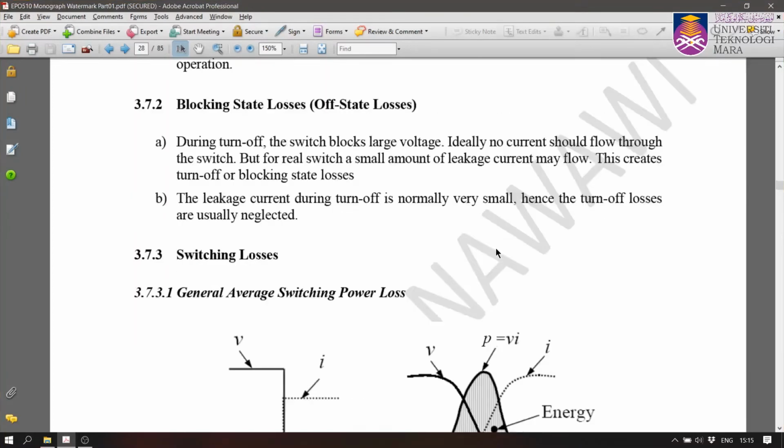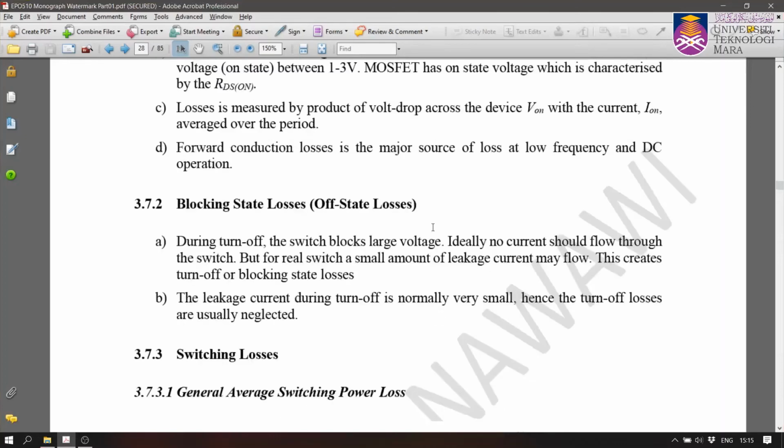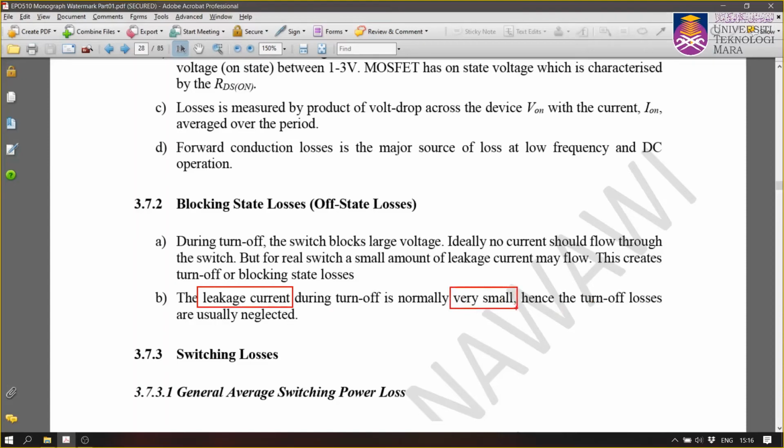Next, we have the blocking state losses. When the switch is turned off, it operates as an open circuit. Therefore, there will be no current flow through the device in the off state. But in practice, there is a small leakage current. That small leakage current multiplied by the voltage across it creates the turn off losses. And if you read about it, the turn off loss value is very small and can be neglected.